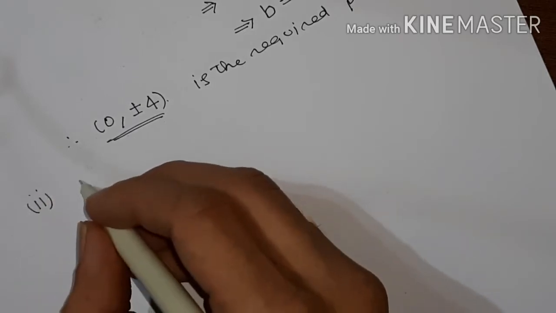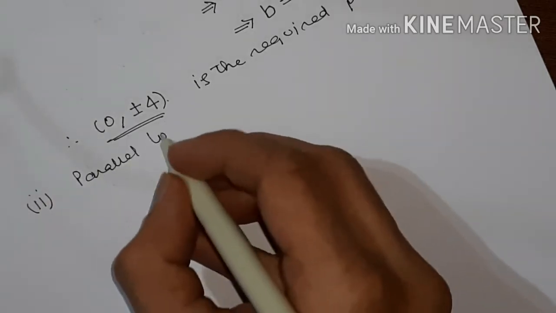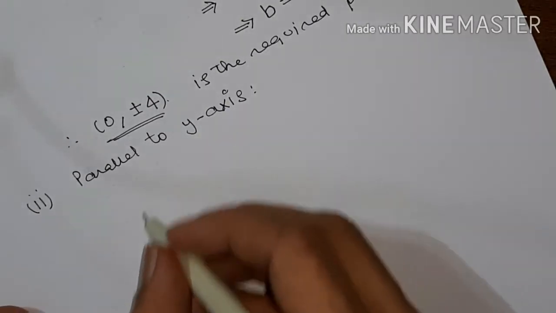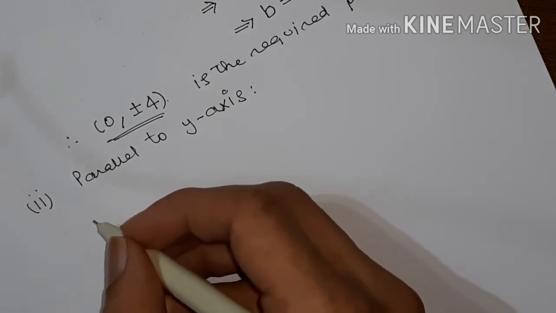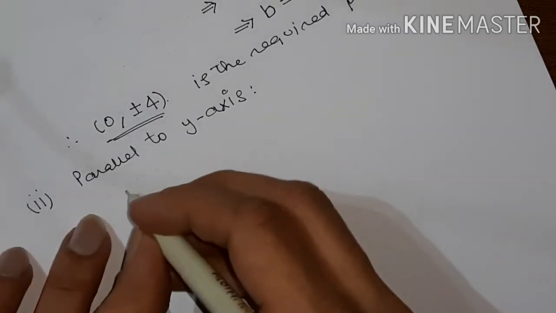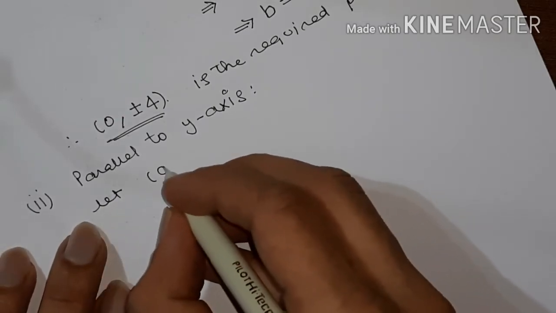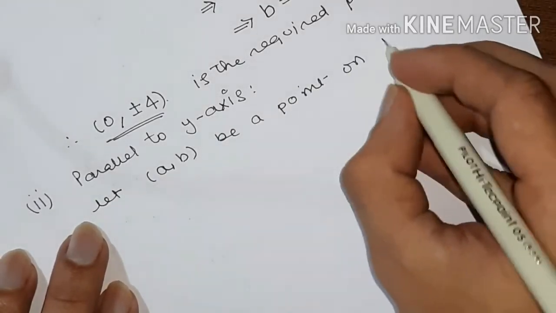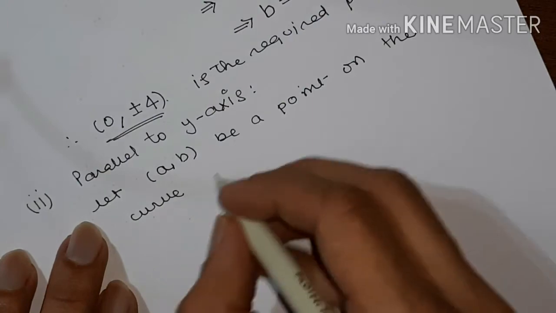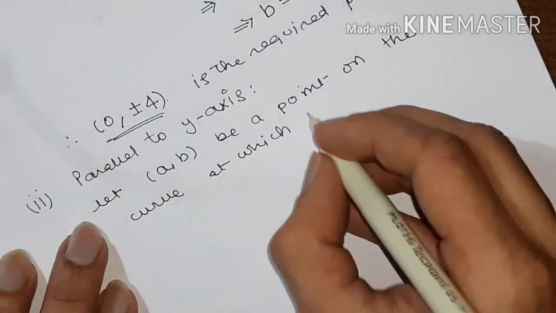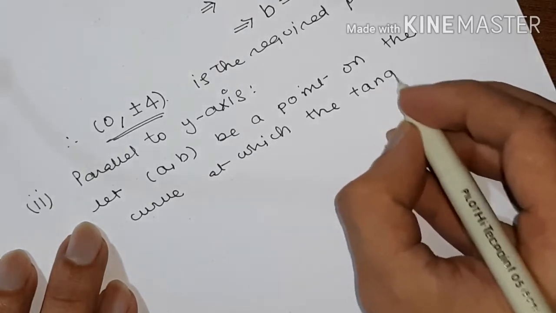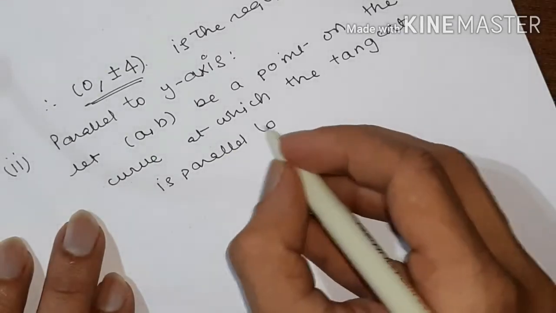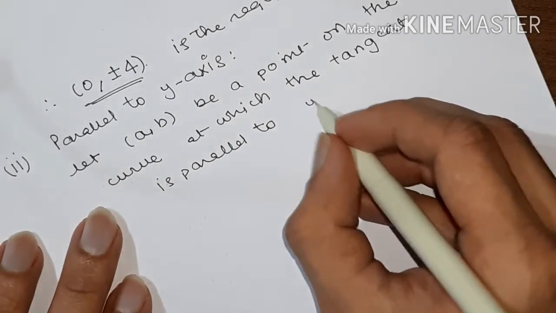Now let us go to the second sub question, that is parallel to the y-axis. So what we have to do? We have everything now. Dy by dx we have found out. So we have to directly take, let a comma b be a point on the curve at which the tangent is parallel to the y-axis.